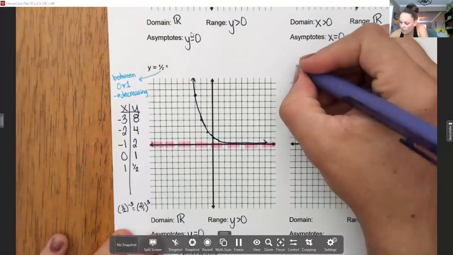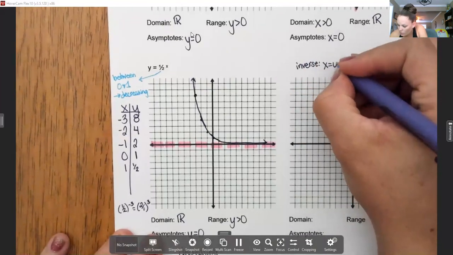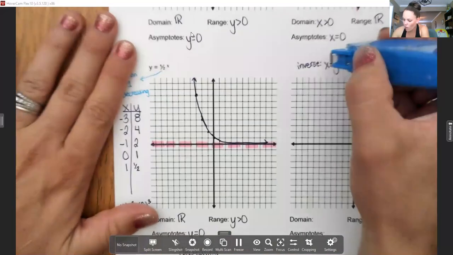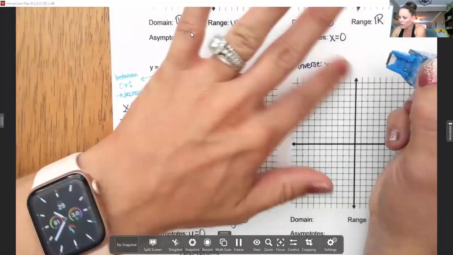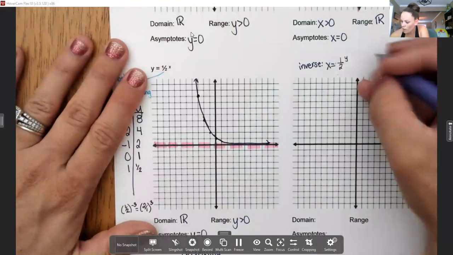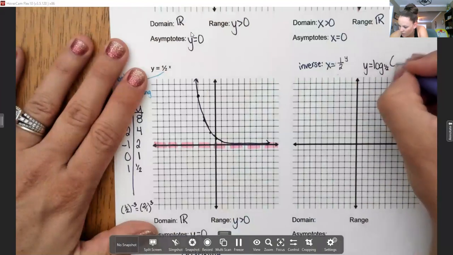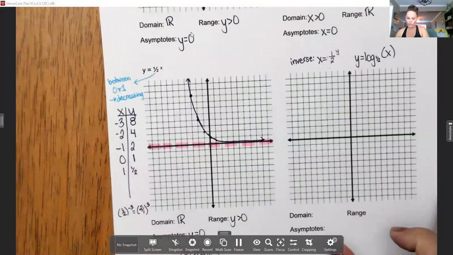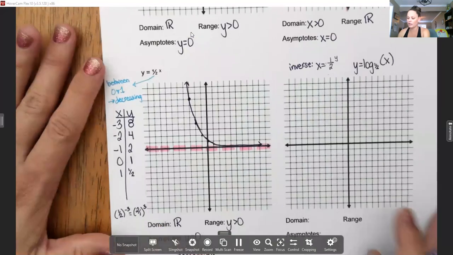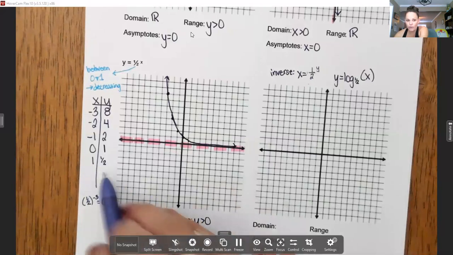And then our inverse here, x equals 1/2 to the y. I wrote that backwards. So that's y equals log base 1/2 of x. And we're just going to flip these points. I'm not going to make a table. Hopefully we're seeing the pattern.